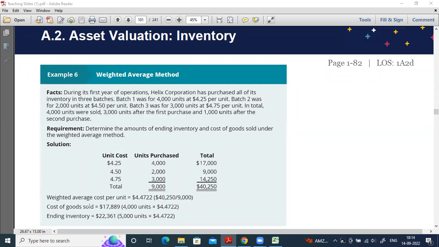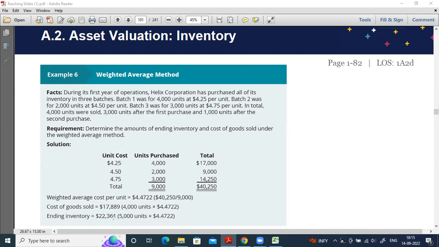Now what will be the cost of goods sold? How much goods did we sell here? The question clearly says that we sold 4,000 units. Now these 4,000 units should be costed at the weighted average cost per unit, that is 4.47. So the cost of goods sold will be 17,889. For the final closing stock, that is inventory, we have a total of 9,000. In that how much did we sell? 4,000. So the balance will be 5,000. So 5,000 into 4.47, the total ending inventory will be 22,360.